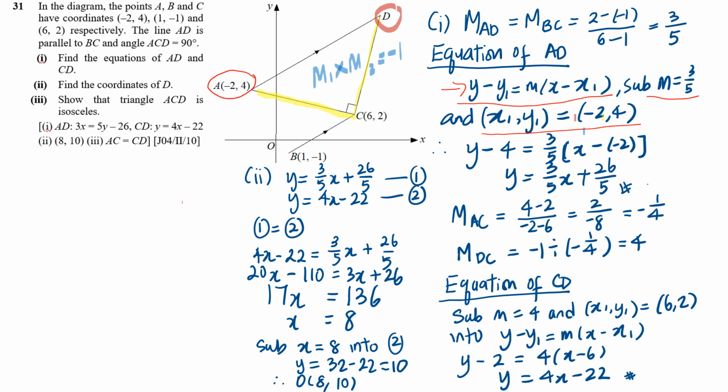Part 3, to show triangle ACD is isosceles, the concept involved here is just to show that any two sides are equal in length. Sometimes you just look at the diagram and estimate which two sides have roughly the same length. If you look at this diagram, it will be AC and DC. However, if you find that AC and DC are not equal to each other, then you have to go on to find the third length, which is AD. So the concept here is just to use the distance formula, find two lengths that are equal to each other, and prove that triangle ACD is isosceles.